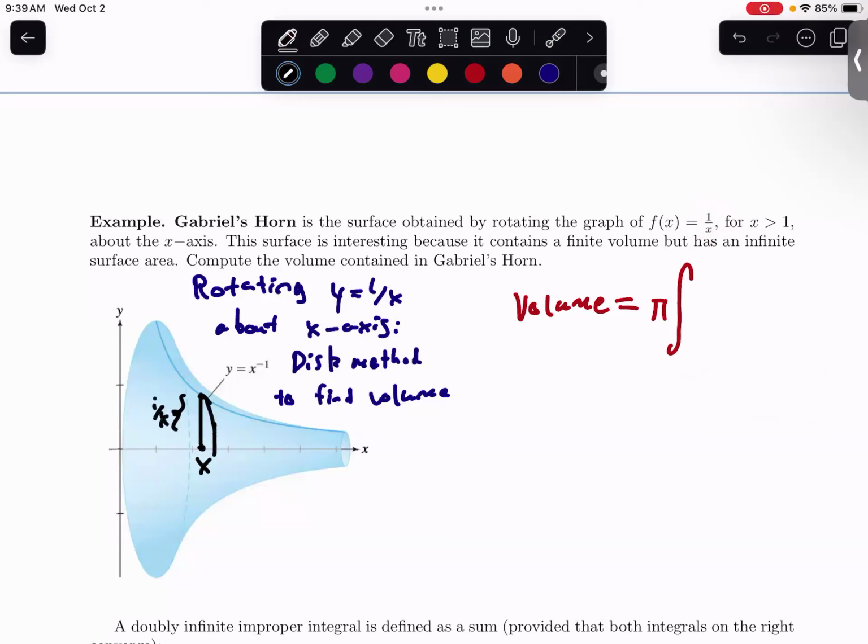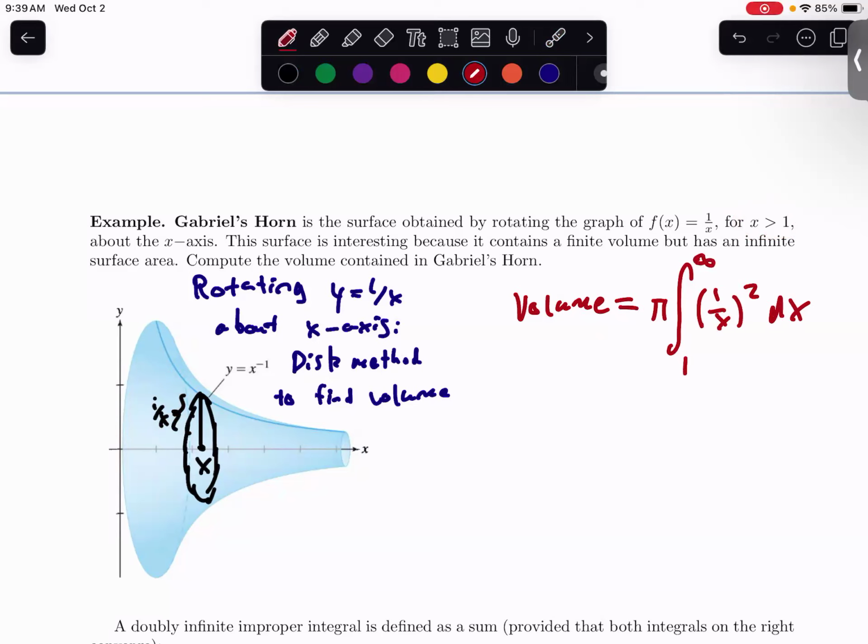And so if we have this circle, this is a circle of radius 1 over x. I'm just reviewing what we've done a couple of weeks ago. So this will be 1 over x squared, and then this will be dx. And it tells us in the beginning that we're considering values of x that are greater than 1. So we're going to be integrating from 1 to infinity.